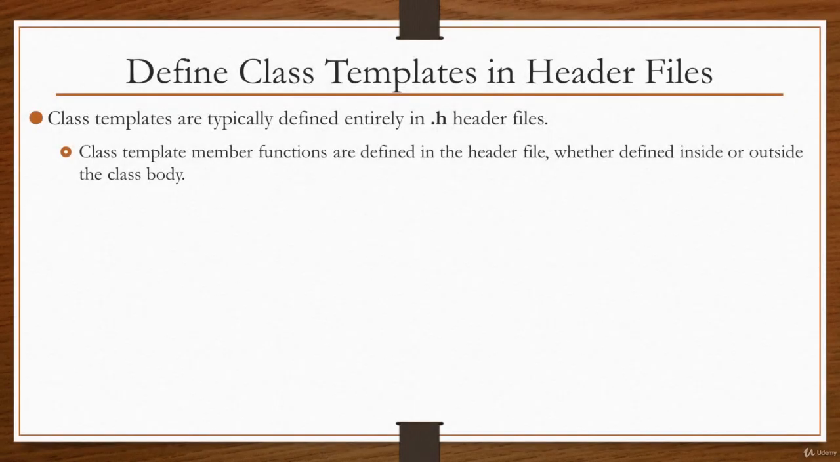You want to define your class templates in header files. They are typically defined entirely in your .h, or in other words header files, and then included into the source files where you want to actually use those templates. So in other words, if you separate out the definitions and declarations for your member functions of your class or struct templates, then those definitions are going to be in the same header file as the definition of the struct or class.